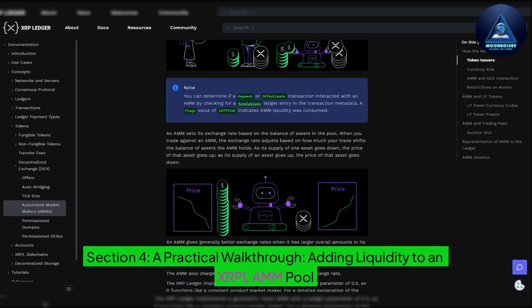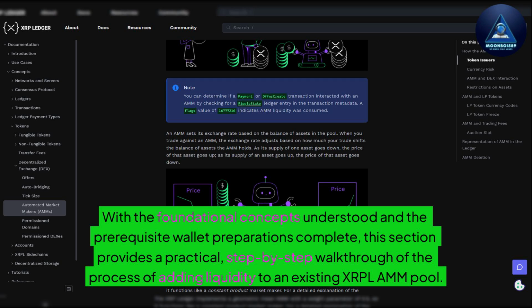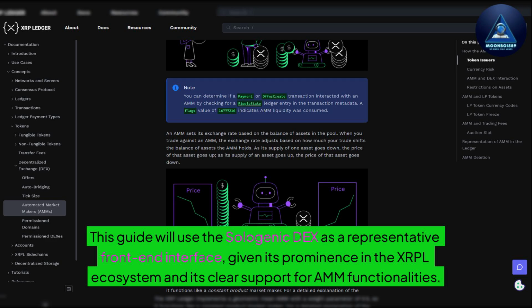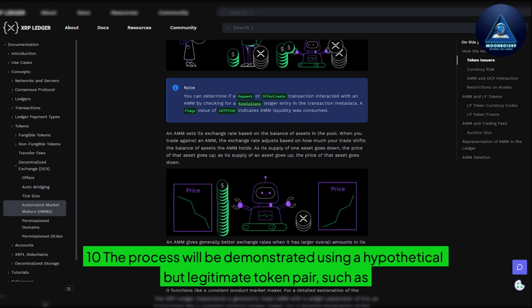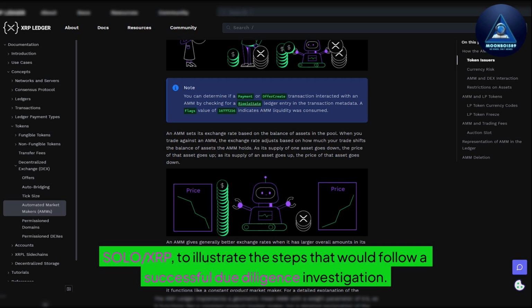Section 4. A practical walkthrough. Adding liquidity to an XRPL AMM pool. With the foundational concepts understood and the prerequisite wallet preparations complete, this section provides a practical, step-by-step walkthrough of the process of adding liquidity to an existing XRPL AMM pool. This guide will use the Sologenic DEX as a representative front-end interface, given its prominence in the XRPL ecosystem and its clear support for AMM functionalities. The process will be demonstrated using a hypothetical but legitimate token pair, such as SOLO/XRP, to illustrate the steps that would follow a successful due diligence investigation.